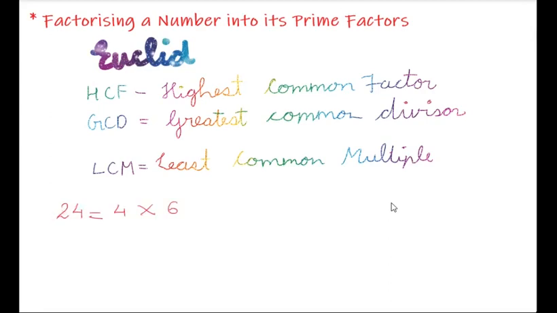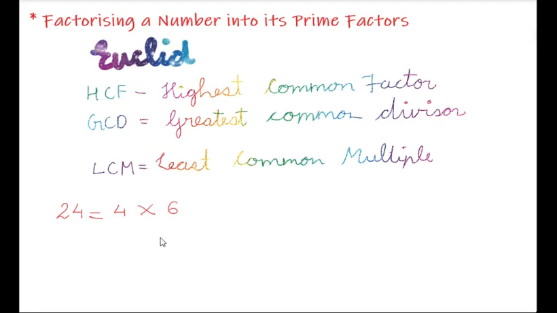So see children, this rule says that any composite number can be written as the product of prime numbers. Any composite number can be written as a product, meaning multiplication, of prime numbers. Now I have written here the product. 4 into 6 will give us 24. But are these two prime numbers? No, these are not prime numbers. But can we write these numbers in terms of prime numbers?